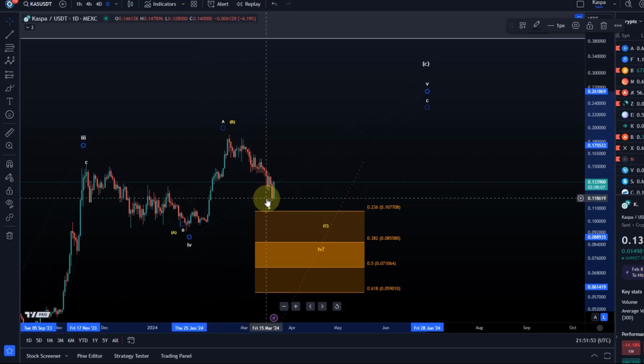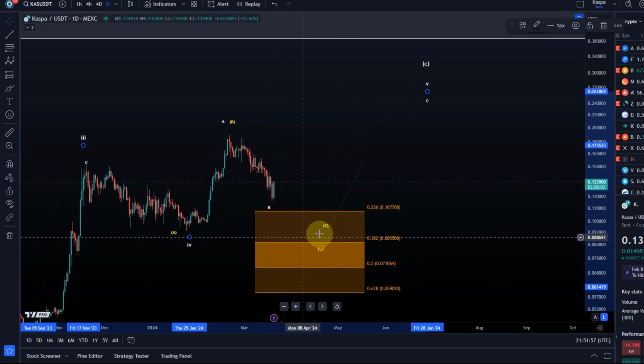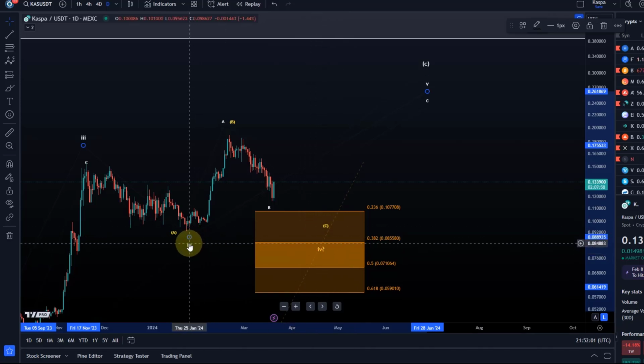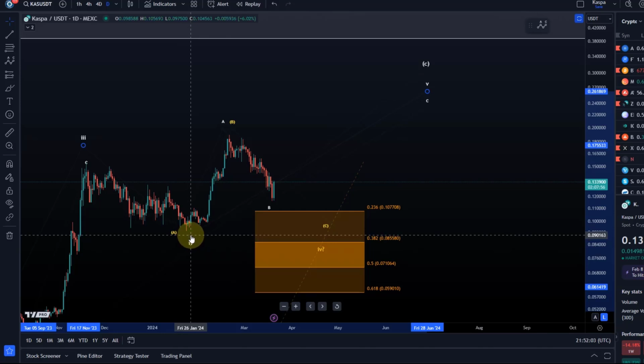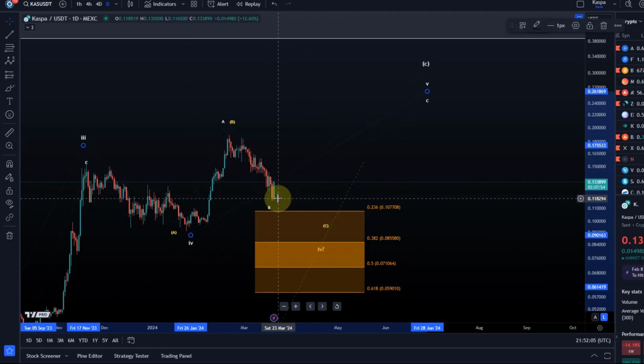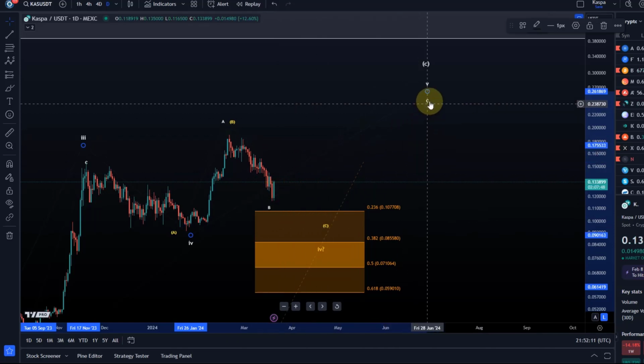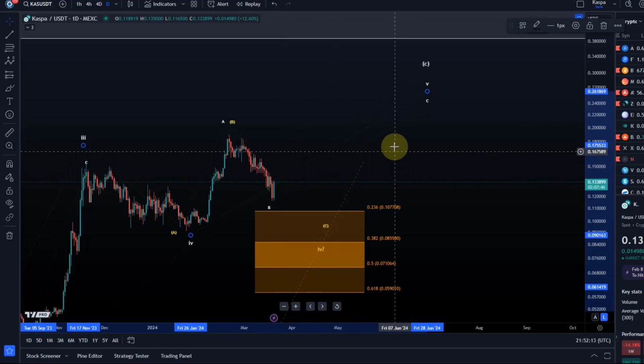Then this here could be the B wave pullback, and to be honest, it might have bottomed already. It doesn't need to reach this support region. This support region is in case wave 4 needs to reset. So at the moment, it's possible that here on Tuesday a low formed and that we're now moving up in wave C of 5. Okay, and I'll give you a target in a minute.